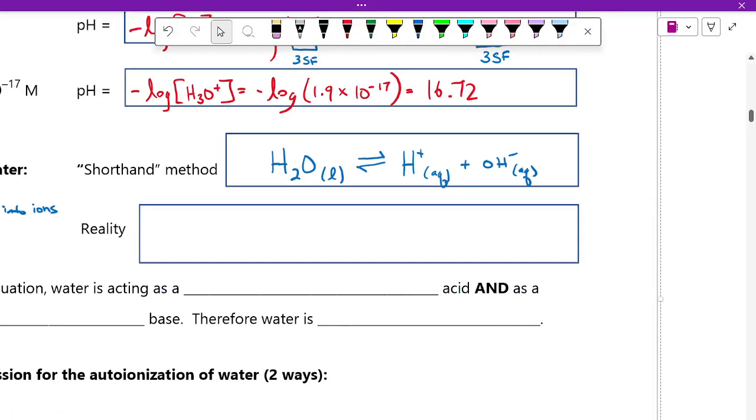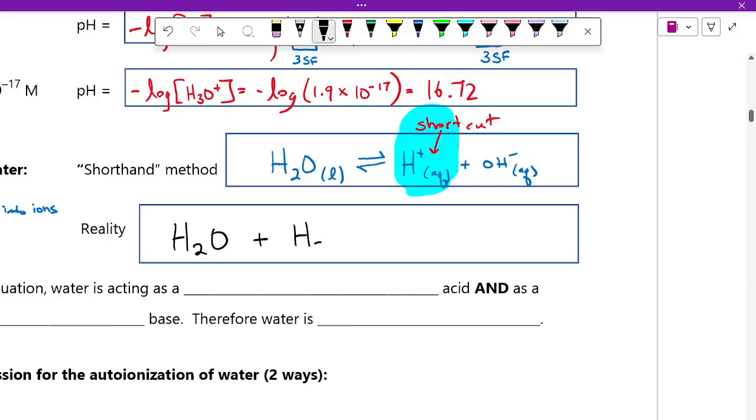Now, in reality, is that what happens? No. Because remember, this hydrogen ion is the shortcut. In reality, what you have is one water, H2O, gets together with another water, H2O.